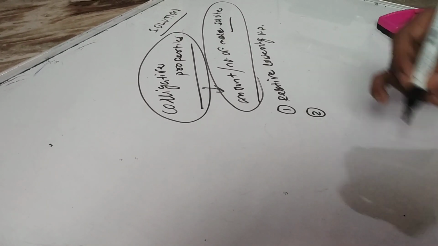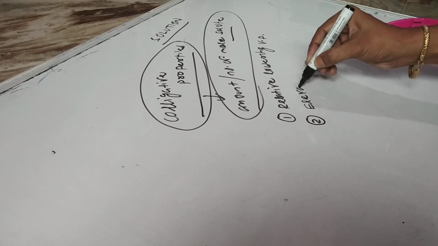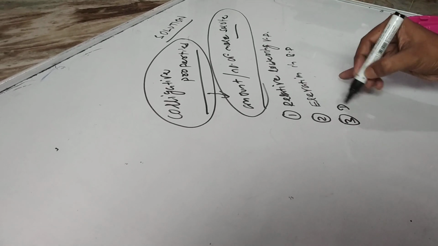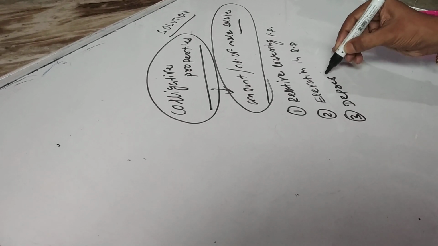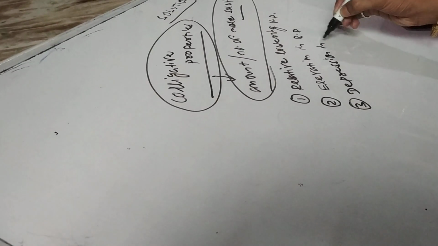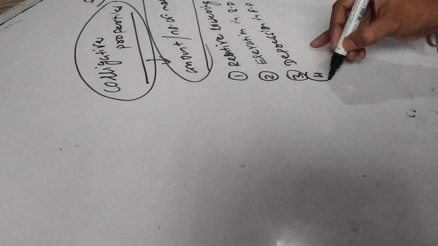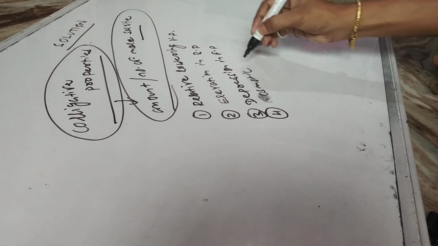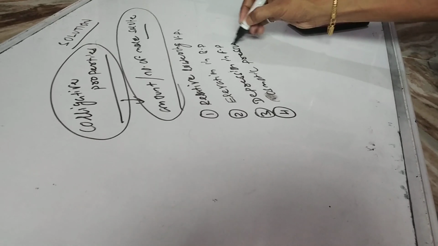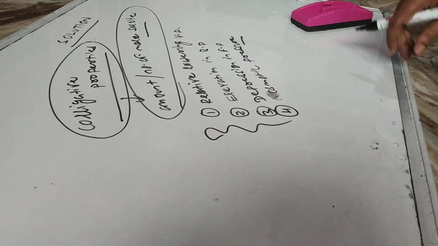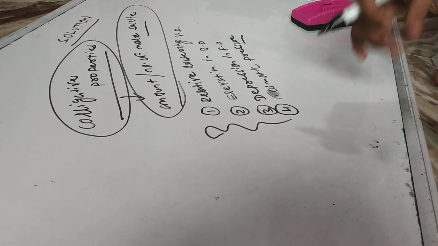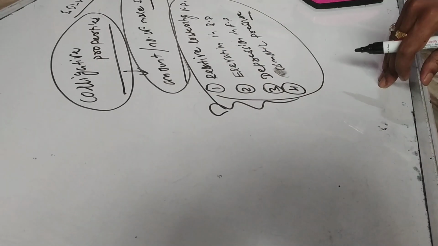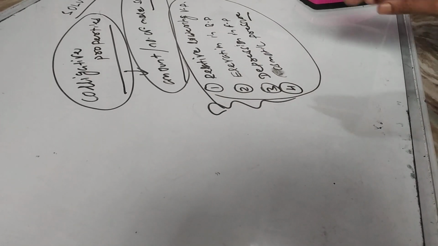Number two is the elevation in boiling point. Number three is the depression in freezing point. And number four is the osmotic pressure. So those are the factors which affect the colligative properties of the solution, and how it is affected we'll go one by one. Before we go for those properties, first of all we'll know what is the relation of colligative properties with the Van't Hoff factor.